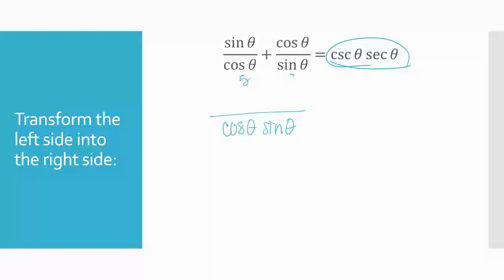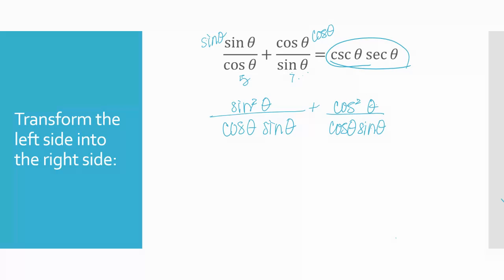If this were 5 and 7, I'd multiply them to get 35. Most of the time when we're looking for a common denominator, we multiply the two pieces together, which means that this first fraction, I'm going to need to multiply the numerator by whatever I multiply the denominator. In this case, sine theta, which gives me sine squared theta. On the second fraction, I multiplied the denominator by cosine. So I'm going to do that on the top as well, and I get cosine squared.